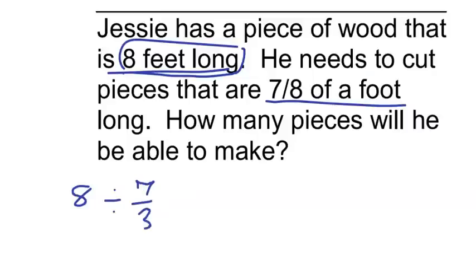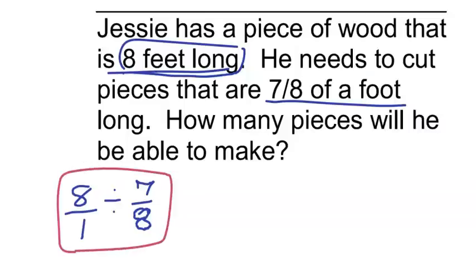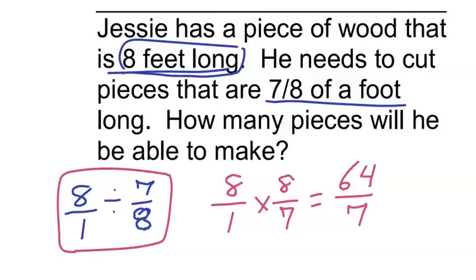So it's 8 divided by 7/8. Whoops, I didn't mean to do it that way. So the 8 is going to have to become an 8 over 1. To solve this, we're going to keep, change, flip. So we keep the 8 over 1 as 8 over 1, the division sign becomes a multiplication sign, and 7 over 8 becomes 8 over 7. We can see if there's any cross-reducing capabilities. There's really none of those. 8 times 8 is 64. 1 times 7 is 7. So at this point, we have 64 over 7.